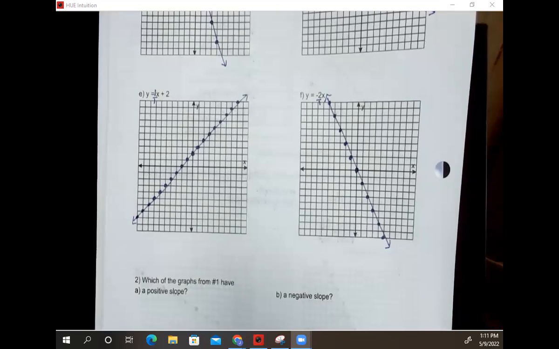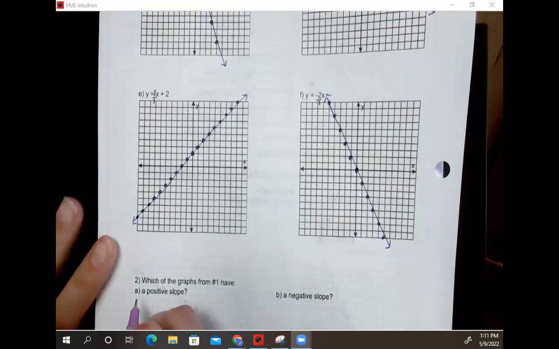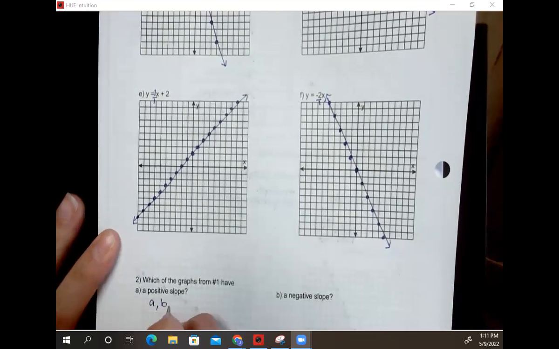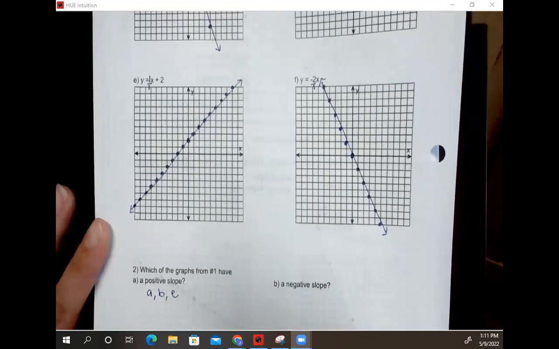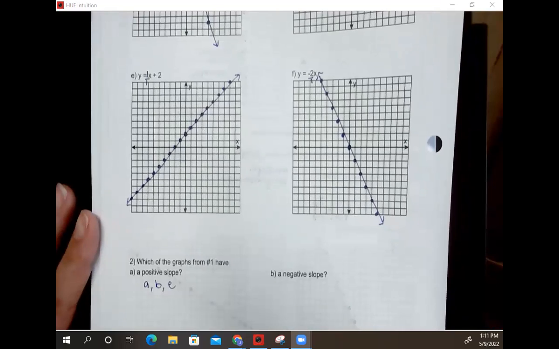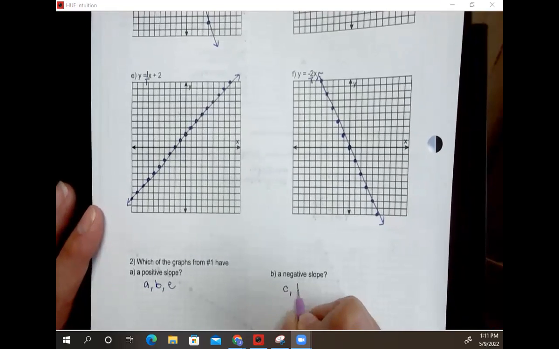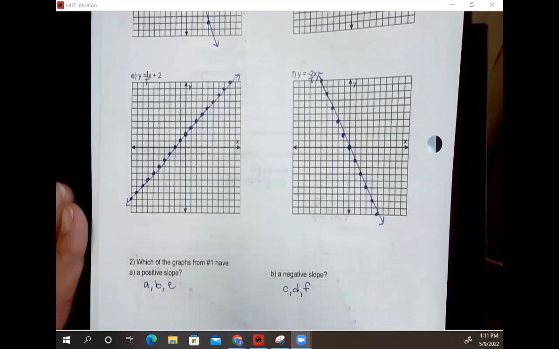So we just graphed 6 linear functions in slope-intercept form. Which of them had a positive slope? So which of those parts of number 1 had a positive slope? A, B, and E all had a positive slope. So then which of them had negative slopes? C, D, and F, right?